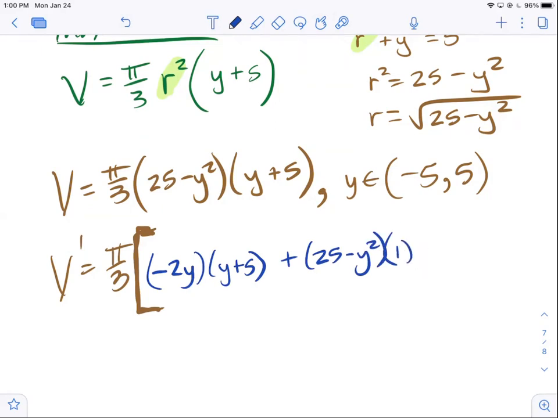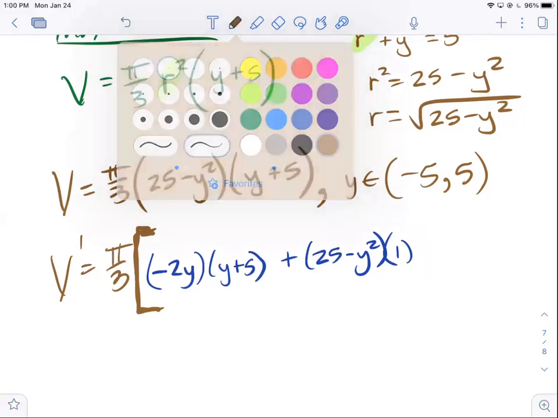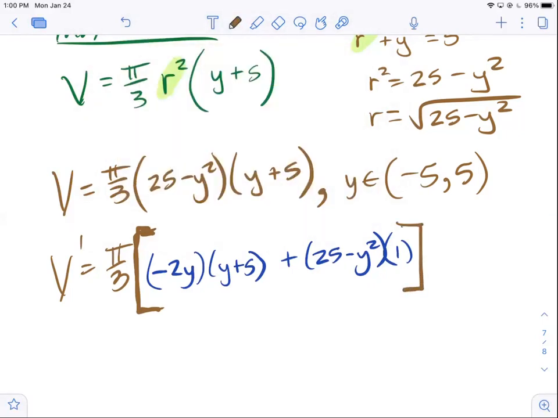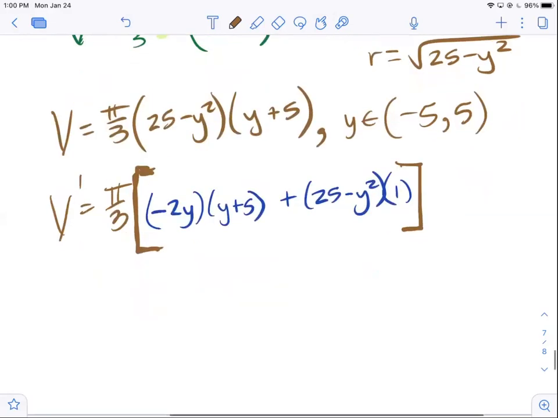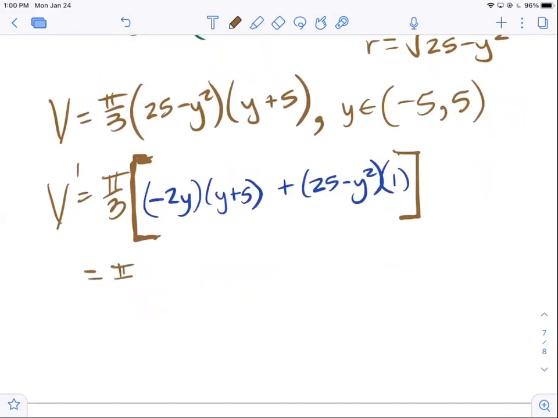And I guess I should close the bracket with the right color. Okay. Now let's simplify that. Working straight down, we get pi thirds and then the bracket. Now I'll distribute so I can collect like terms. I'm going to get -2y squared minus 10y, and then plus 25 minus y squared.